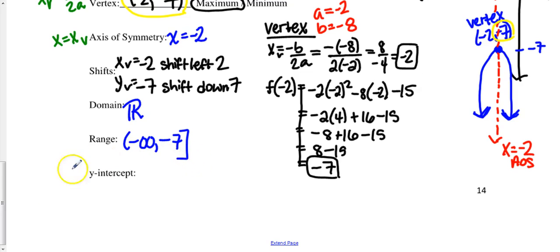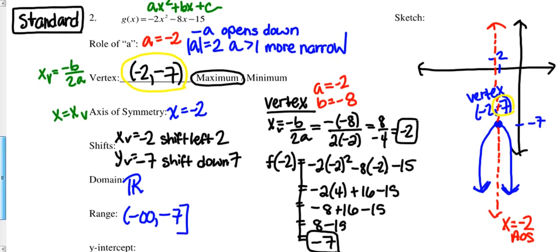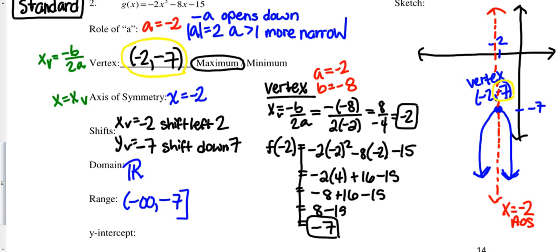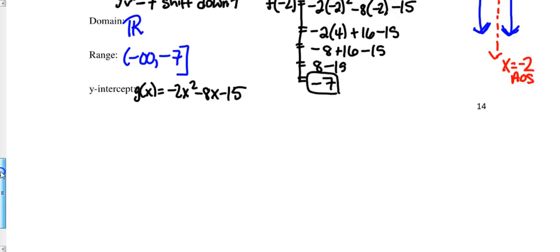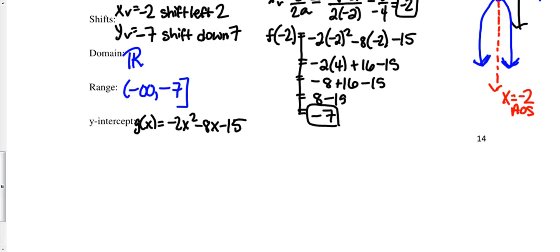Y-intercept takes no work because we get it for free since we have standard form. So to make that super clear, I'm just going to recopy over the original function. So remember, when we have standard form, the c value automatically is my y-intercept.